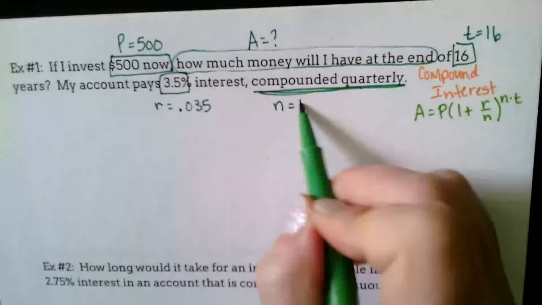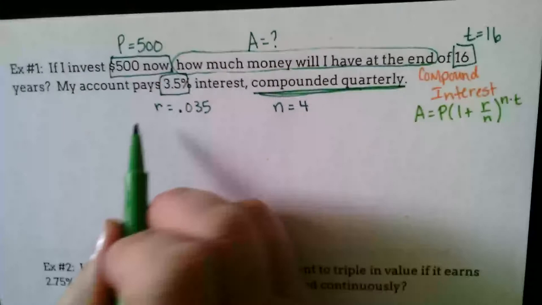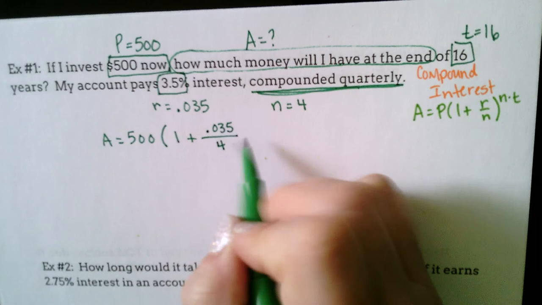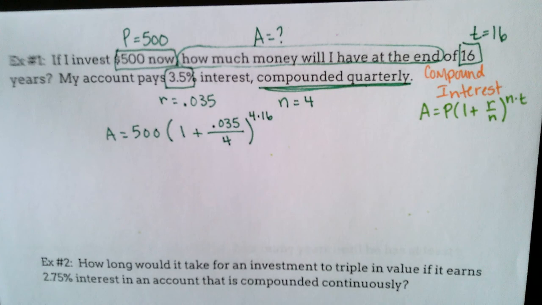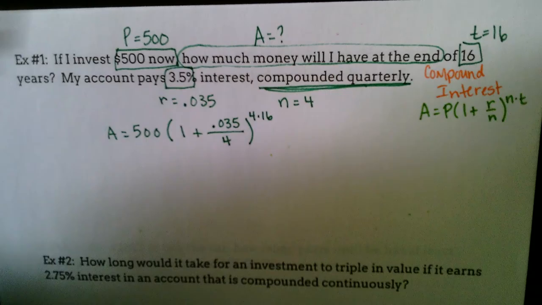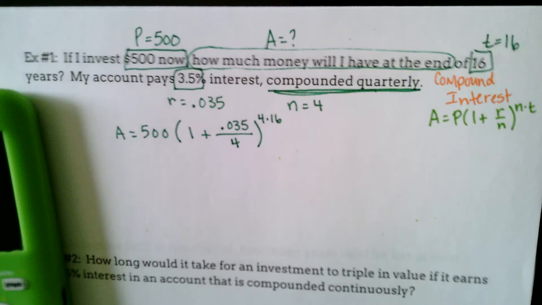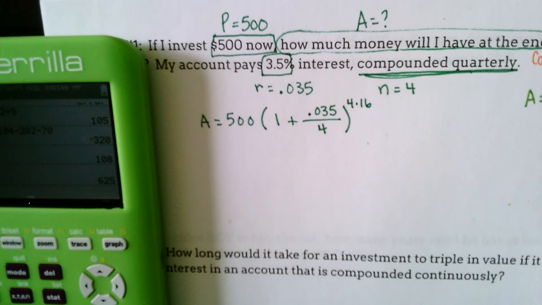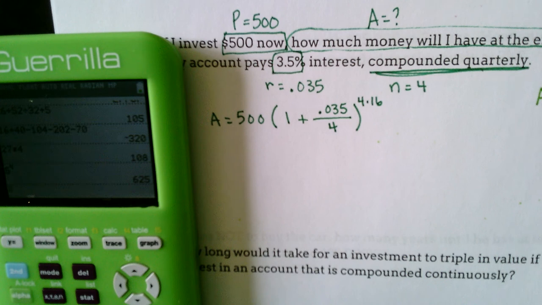So I'm just going to write in my formula. A, which is what I don't know, equals P 500 times 1 plus R 0.035 divided by N, which is 4, raised up to the power of N times T. So 4 times 16. We definitely need to use our calculators to do this. What I will usually do is I will do the 1 plus 0.035 divided by 4 first, and then I will raise that up to my power next, and then I will multiply by 500.